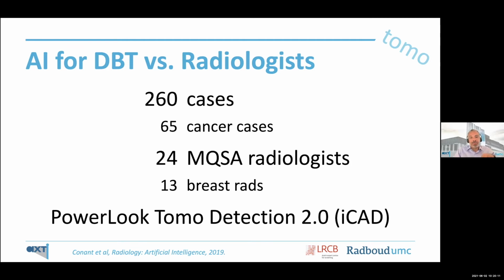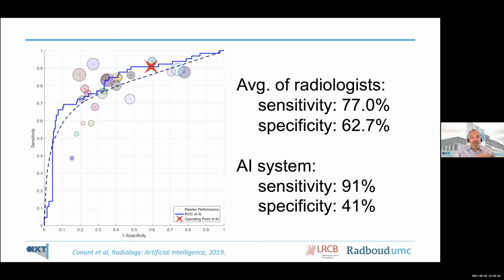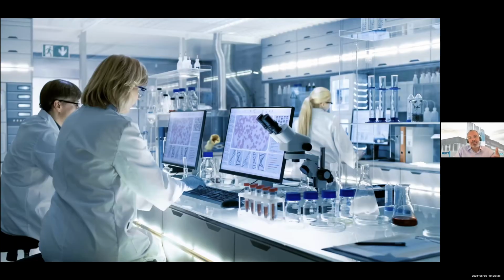Conant compared the performance of 24 breast radiologists evaluating 260 cases in a standard ROC study, and you can see the AI performance goes right through the cloud of dots or discs of the readers. So again, pretty much equivalent performance to the average reader, but there are readers that are better than the AI. These two studies, just like most of them, are all multi-reader, multi-case ROC studies.